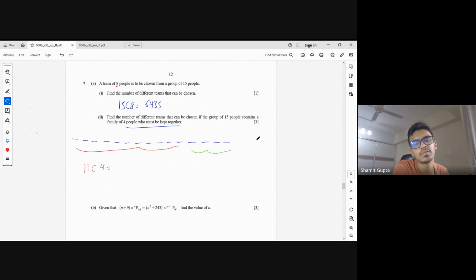Four people must be kept together means you can only choose from 11 people now, and 4 are already chosen. So for a team of 4 only, you can choose from those 11 people. So yeah, it should be 11C4. Okay, if anything's wrong, then we'll be checking the marks either way, right? So this is 330. But this is 3 marks, so what you could do is 15 minus 4 C 8 minus 4, I guess, which is 330. Oh, but they've given you so much space also.